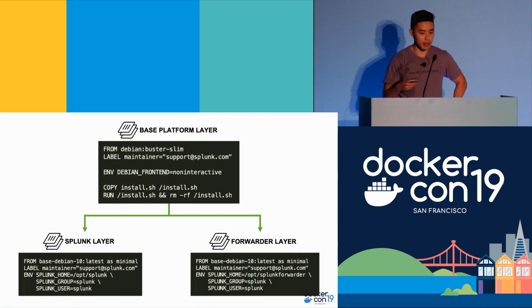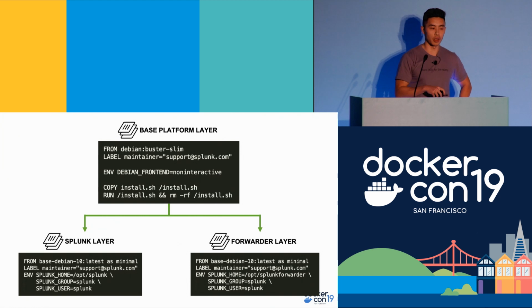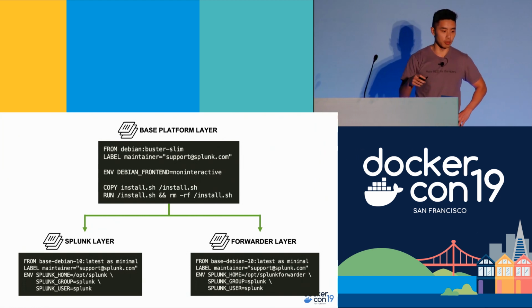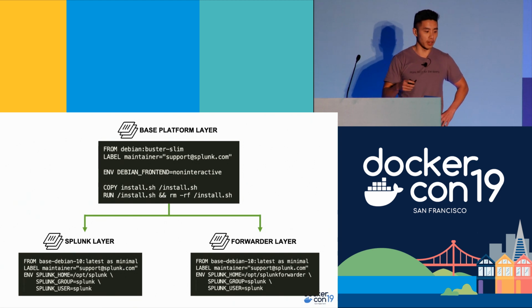So when going back to our Dockerfile, we actually went back to square one here and decided to split things out into a base platform layer, as well as the actual product layer on top of it. So we have two products that we ship. There's the Splunk Enterprise, as well as a lightweight Splunk Forwarder.